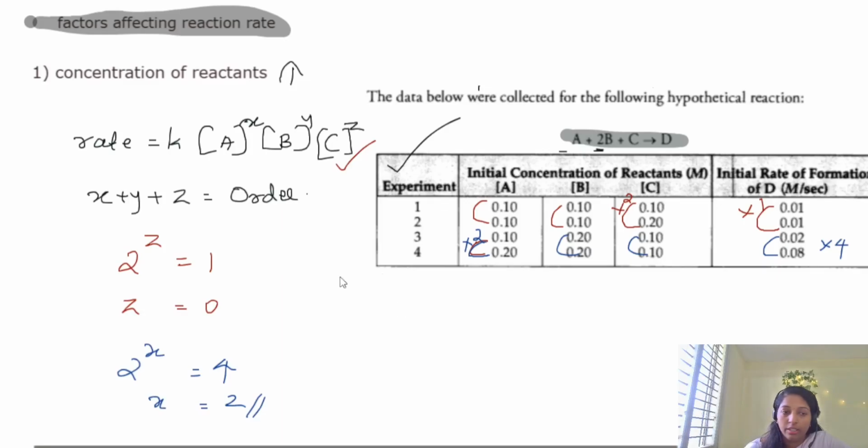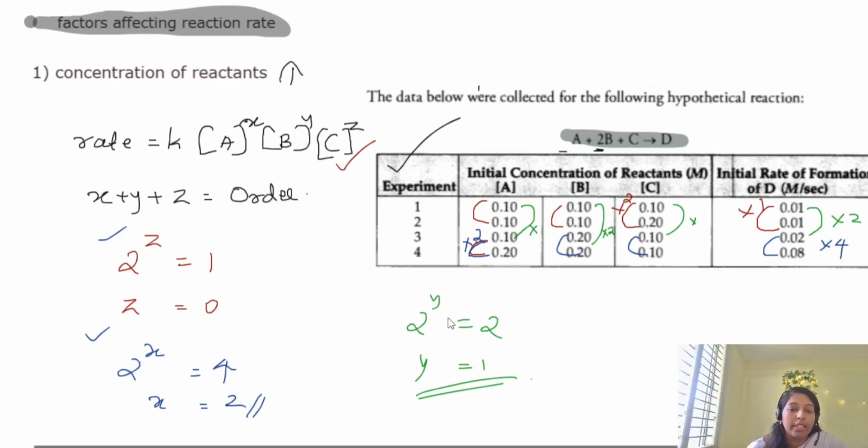Then for the B power, what do you need to take? Experiments 1 and 3 you can take, right? A is the same and B is doubling, and C is also the same, and at that time the rate is doubling. So B is doubling, so the base is 2, and 2 raised to y is equal to 2. So y is equal to 1. Like that you can get the rate law. So our rate law will be rate is equal to k, A raised to 2, B raised to 1 and C raised to 0.